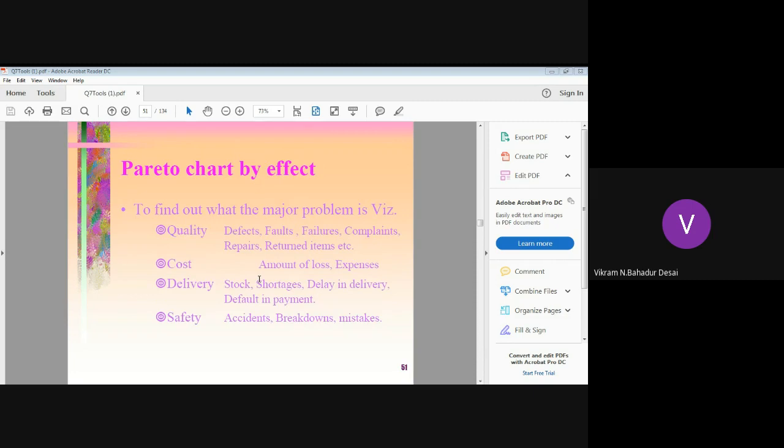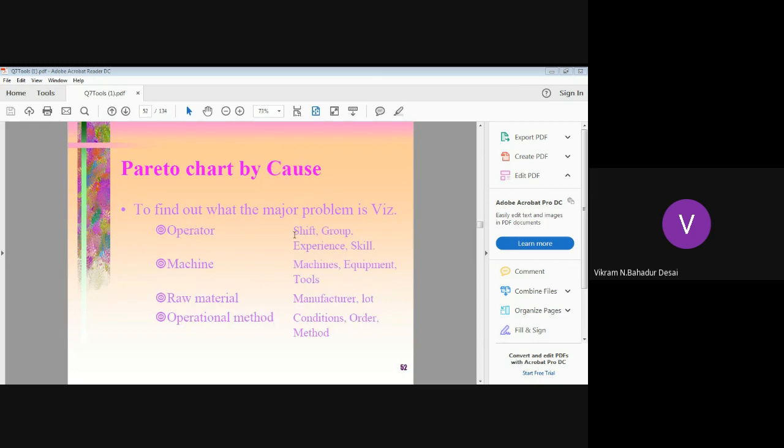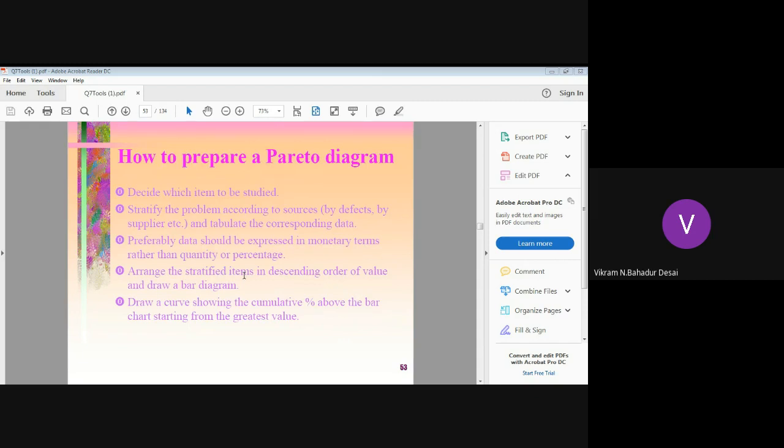So what is the problem? Quality: defects, faults, failures. If it is related to cost: amount of loss, expenses. If it is related to delivery: stock, shortages. So all these can be analyzed using a Pareto chart. Safety: accidents, breakdown, mistakes; operator, shift, group, experience, skill; machine, equipment, tools, raw materials, maintenance. So to find out the major problem in all these, you are going to use it.